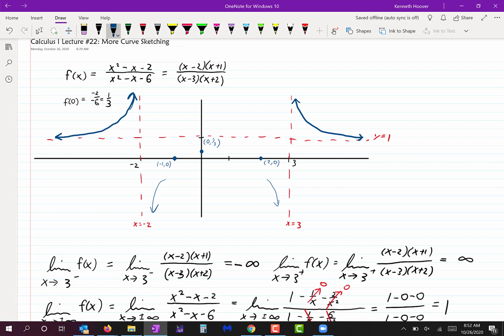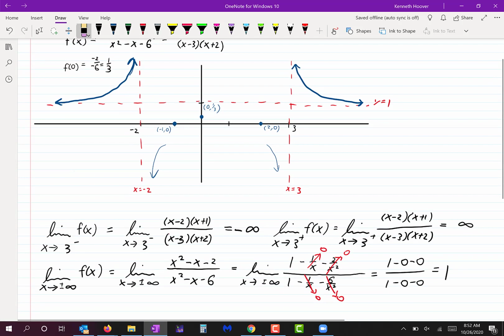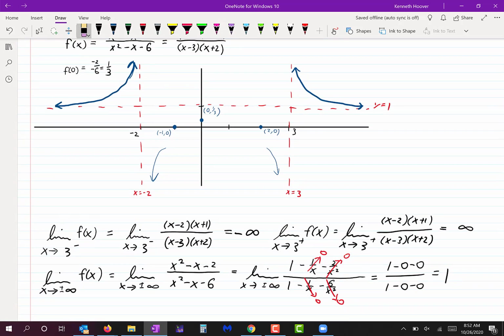Okay? We can guess that it's probably going to look something like this, but what I want to do is find any maximums or minimums, and I want to find any inflection points if there might be some, things like that. Okay, so I'm going to look at the derivatives, first and second derivatives.